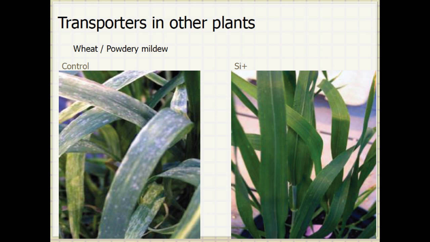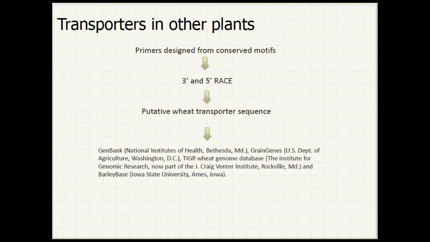What was of interest to us was obviously trying to find some wheat transporters that would be doing similar stuff to the rice genes. Building on the sequence homology that exists between these two closely related grasses, we were able to design some primers to amplify portions of genes that looked like LSI1 in this case, and through subsequent analysis to describe the entire gene.